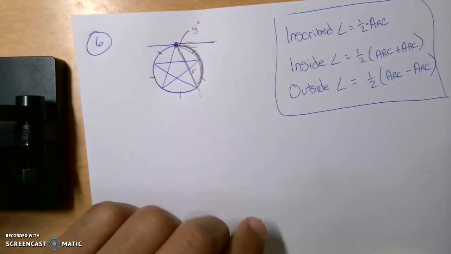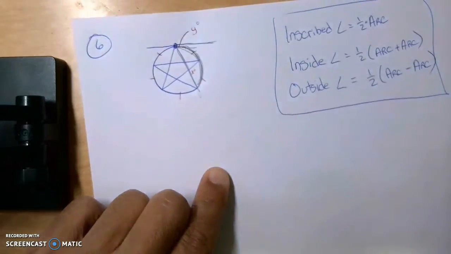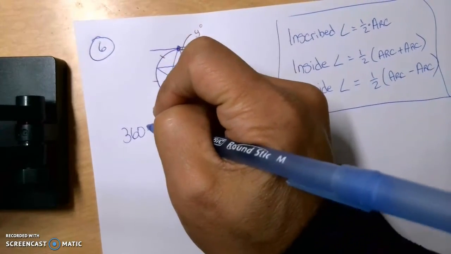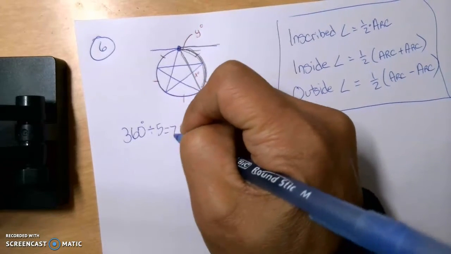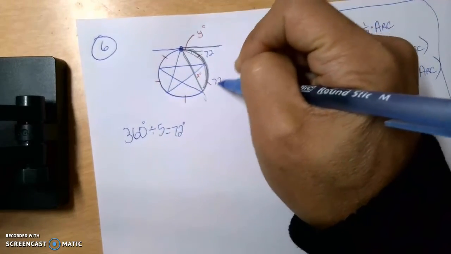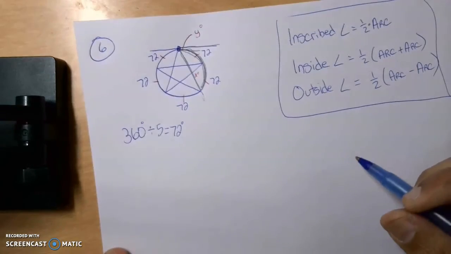But unfortunately, we don't have any numbers. What we do have are tick marks: 1, 2, 3, 4, 5. And all 5 tick marks make a complete circle, which of course is 360. So 360 divided by 5 is 72 degrees. So each one of these tick marks is 72. 72, 72, 72, 72, 72 adds up to 360.